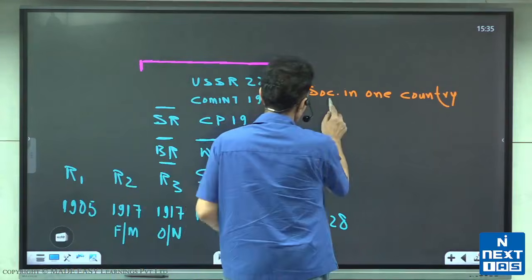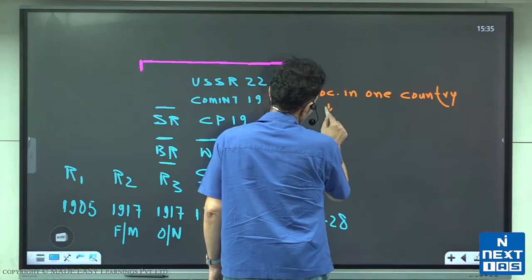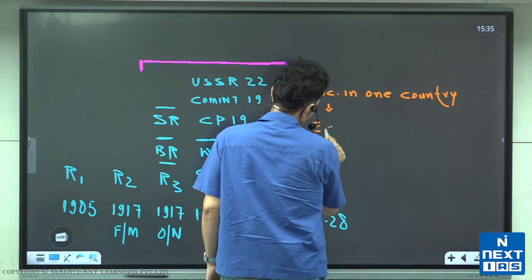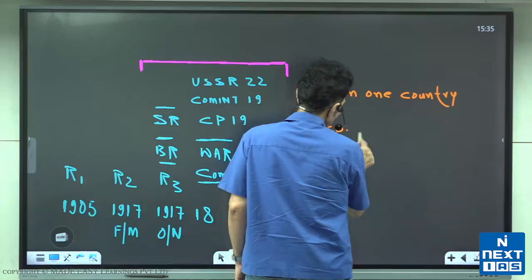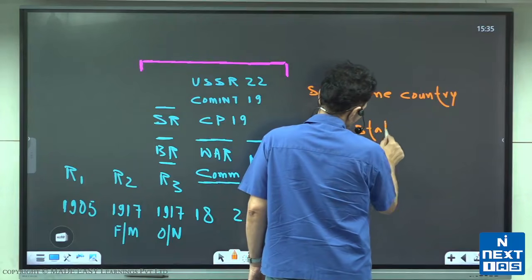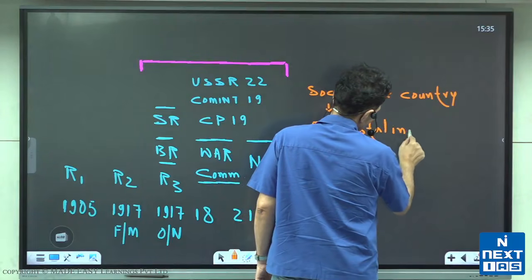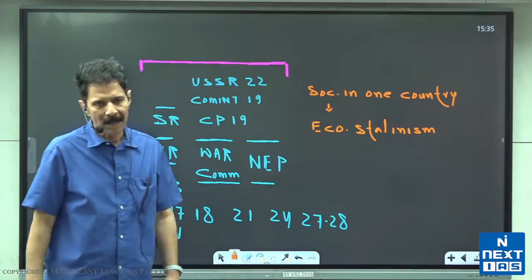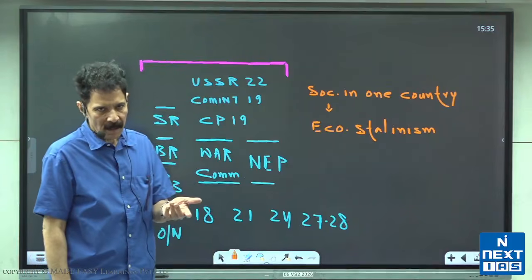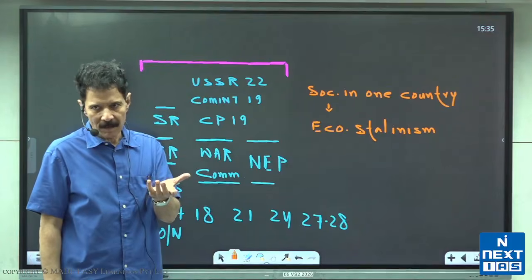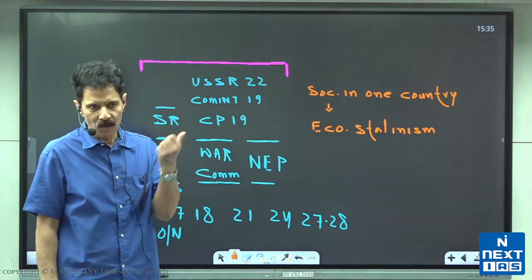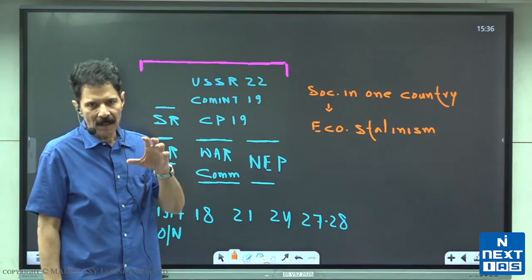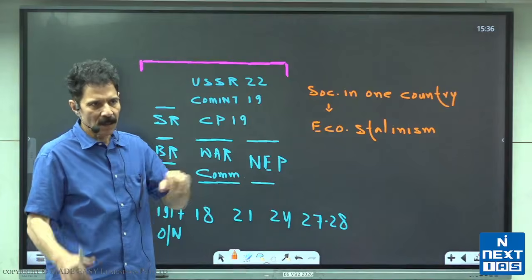And from this ideology emanates what is known as economic Stalinism. That was characterized by the 5-year plan, maybe you are aware. Nehru also introduced it in India, influenced by that. Industrialization, railways, all under state control.